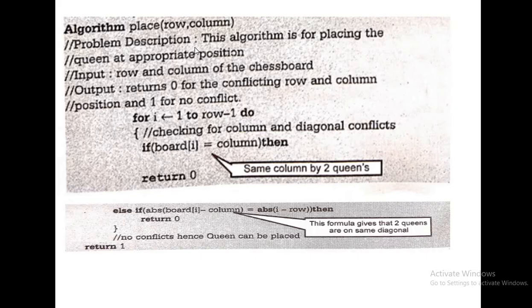Then place the rows and columns. Here only we are going to place the rows and columns. It will check if board of I equals column, that is, it will check whether two queens are in the same column or the same diagonal. The algorithm is mainly for placing the queens at appropriate positions. Input is the rows and columns of the chessboard. Output returns 0 on completing the row and column position when there is no conflict. The algorithm checks board of I equal to column, which checks the same column for the two queens. This is the formula that gives two queens on the same diagonal: if the absolute value of board of I minus column equals the absolute value of I minus row, it will check that the two queens are on the same diagonal.